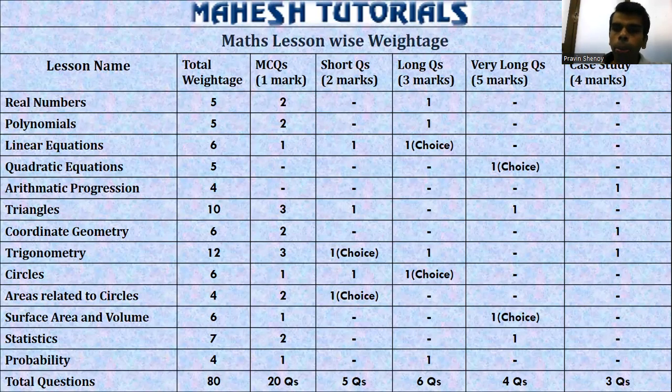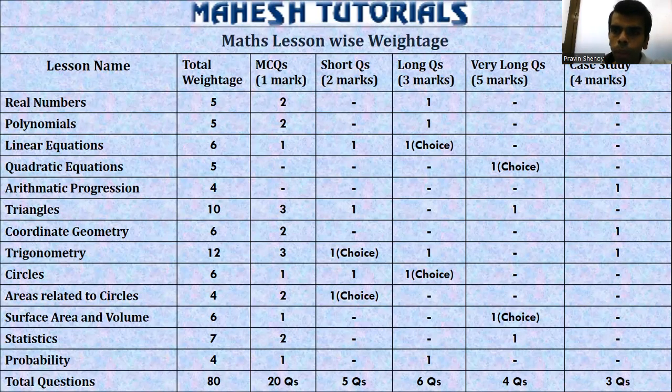Going ahead towards the next chapter, arithmetic progression. The weightage of this particular chapter is 4 marks, and this 4 marks is completely for one case study from this chapter. Going ahead towards the next chapter, which is triangles. We can say this is the chapter which has the maximum weightage in the board examination, having 10 marks. And this 10 marks is divided as 3 MCQs of 1 mark each, 1 2-mark question, 1 5-mark question.